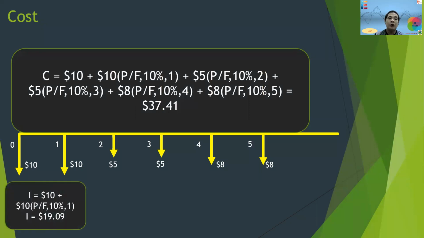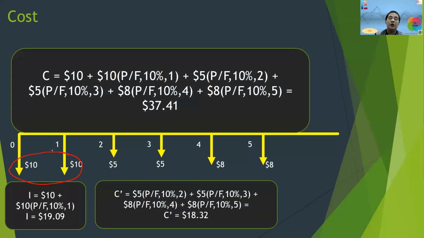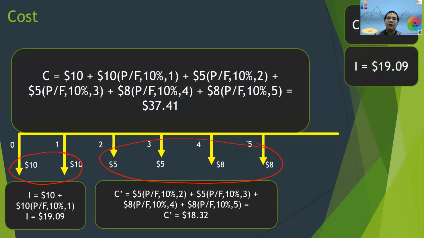So with that, your I is equal to the $10, or this value. This is your I. That is the summation of your $10 plus the $10 on the first year. Therefore, your I is equal to 19.09. And then your C hat refers to the recurring cost, which is equivalent to $18.32. Therefore, you are able to compute your C, I, and C hat.